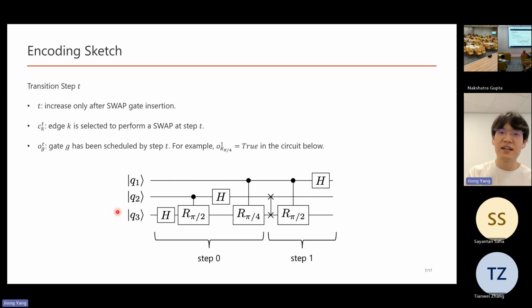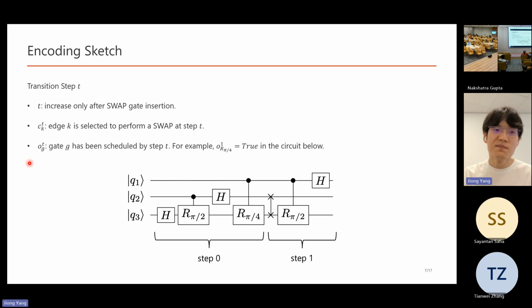So we start with an initial qubit placement at step 0 and move to step 1 only after inserting the swap gates to update the qubit placement. And we use a Boolean variable c_t^k to indicate whether the edge k is selected to perform a swap at step t. The variable is true if the edge is selected, and otherwise it's false.